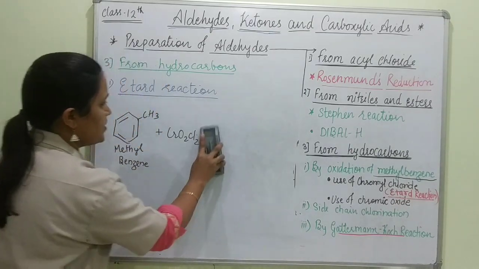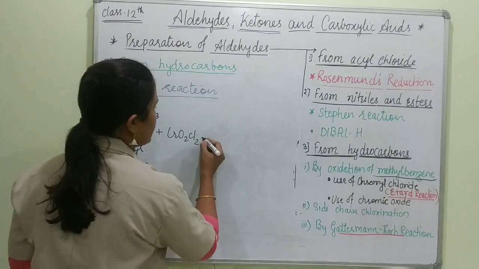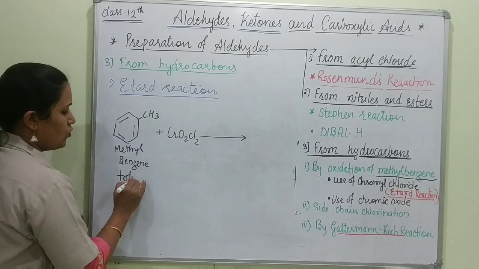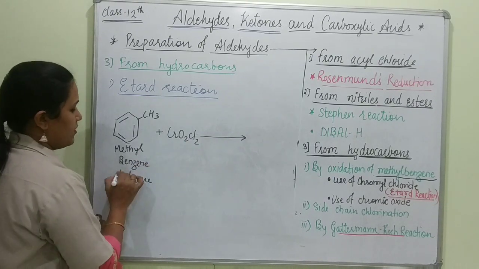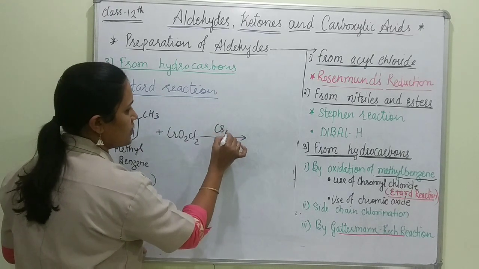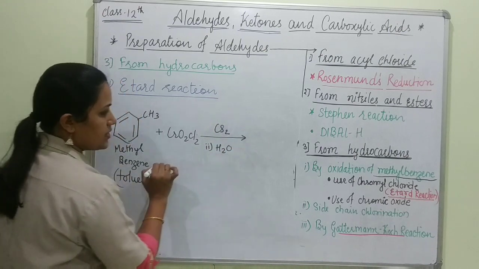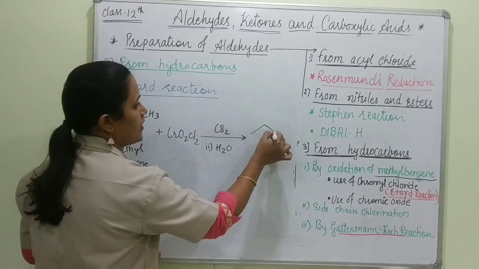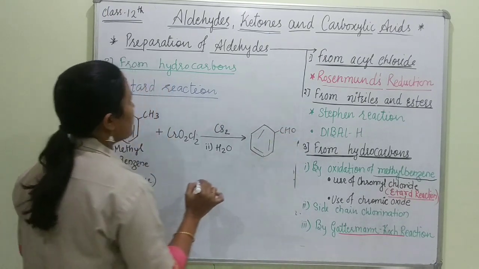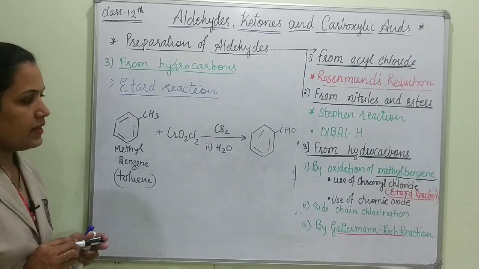we will simply say: what is the Etard reaction? The Etard reaction is that reaction in which methyl benzene, which is also known as toluene, reacts with CrO2Cl2 in the presence of CS2, and the second condition is on hydrolysis it will convert directly into aldehyde. And this is the Etard reaction.